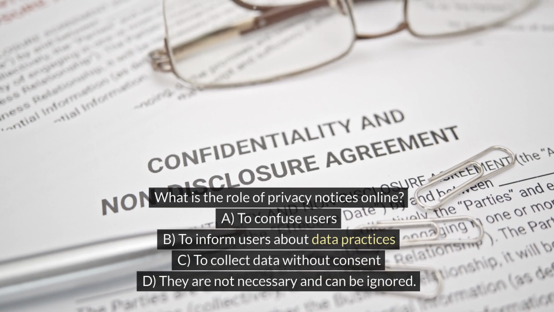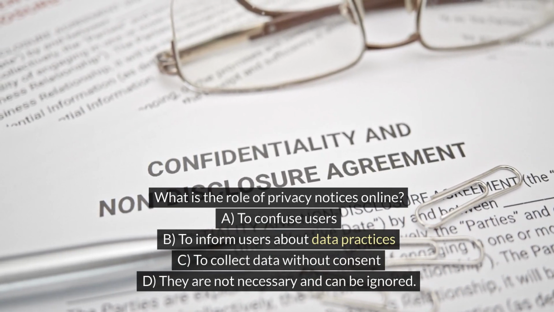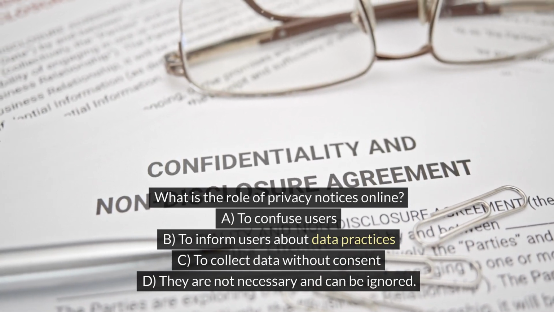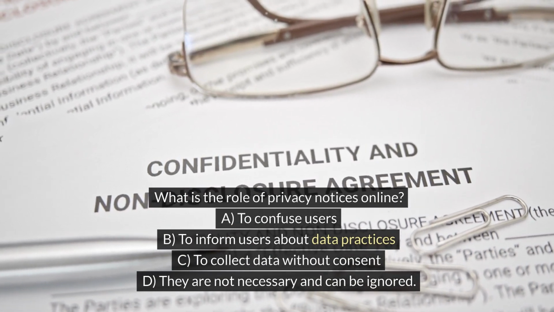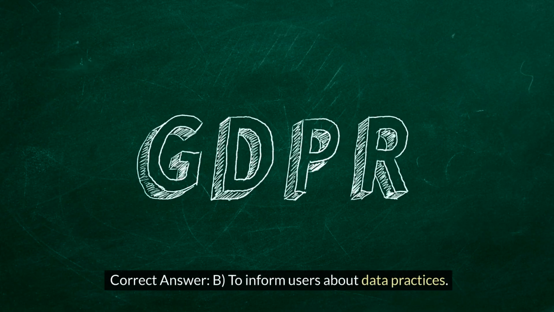What is the role of privacy notices online? A. To confuse users. B. To inform users about data practices. C. To collect data without consent. D. They are not necessary and can be ignored. Correct answer. B. To inform users about data practices.